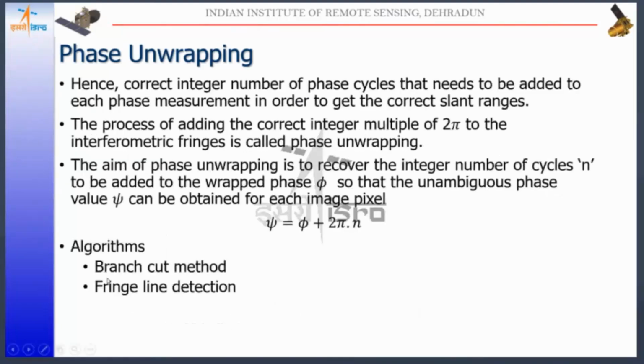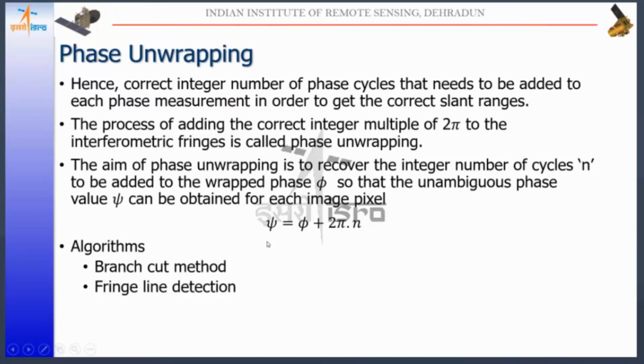The aim of phase unwrapping is to recover the integer multiple of cycles that is to be added to the wrapped phase, so that an unambiguous phase value can be obtained for each image pixel. If phi is the wrapped phase, then to this wrapped phase we have to add n times 2 pi, an integer multiple of 2 pi, so that we can find the value of the unwrapped phase.